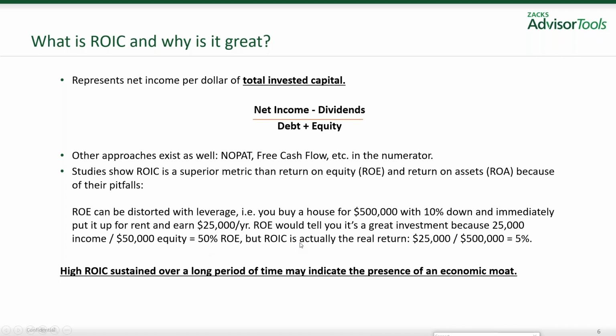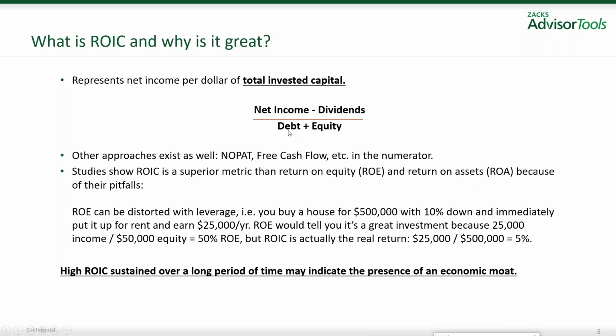But the ROIC is the real return on the investment, which is $25,000 rent divided by $500,000 price of the house, and that tells you that your return is 5%. So it's a very different number, 5% versus 50%. So, ROE has its own pitfalls. Again, that can be distorted with leverage. ROA can also understate in some ways the profitability of the company because the assets may not be fully deployed immediately.